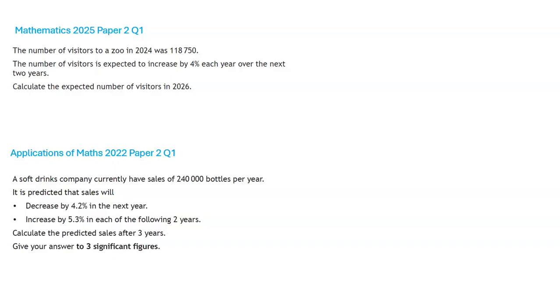So the first paper question here. Remember, for this, we need to know three things. We need to know our original amount. We need to know our multiplier. And we need to know our time scale, which is going to be our power. So the original amount in this case is 118,750. My multiplier, well, it's an increase of 4%. So remember, it's the percentage we now get, which is 104%. But as a decimal number, 104% is 1.04. And my time scale is over the next 2 years, so it's going to be 2.